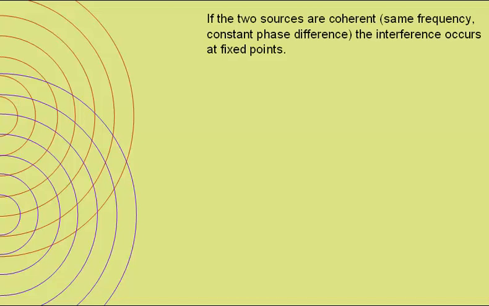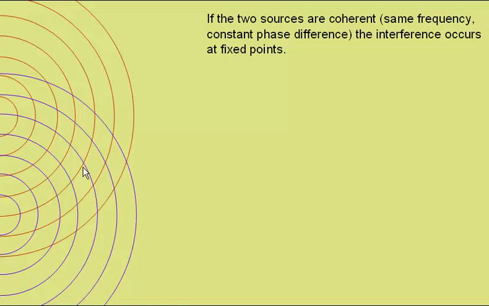What we have here is two sources producing water waves. We have the source producing blue water waves travelling out from here, and here the source producing red water waves. If the two sources are what we call coherent, meaning they have the same frequency and therefore the same wavelength, and a constant phase difference, which could be zero, the interference will occur at fixed points.